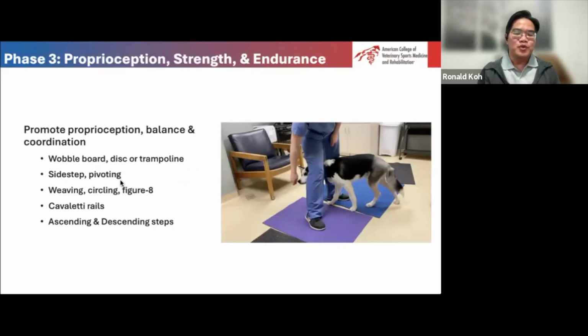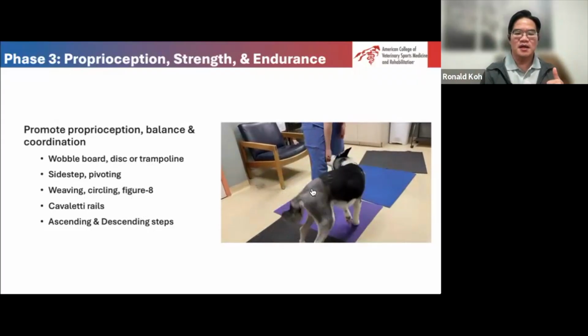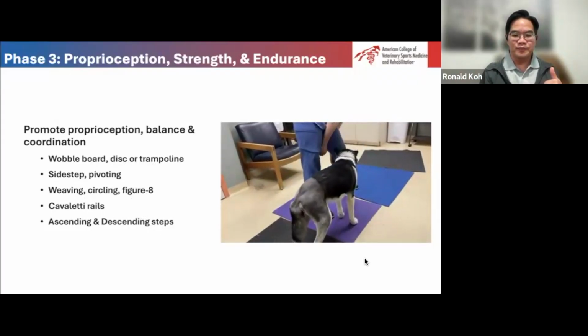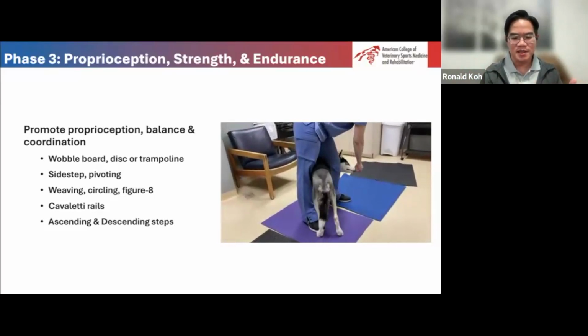Okay. So proprioception-wise, wobble boards, trampolines, sidestepping, and pivoting are the basic things that help them take steps that improve proprioception, and also balancing as well. Okay. Weaving, circling, figure 8, cavaletti, ascending or descending steps. So this is just an example of the figure 8 exercise. Again, the owner can easily use a limb as help, like allow the dog to do the figure 8.